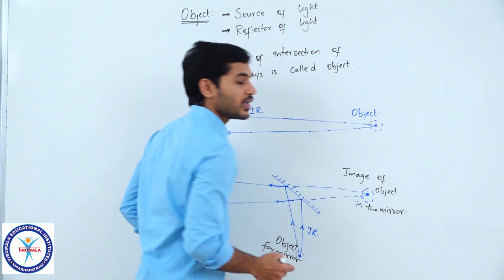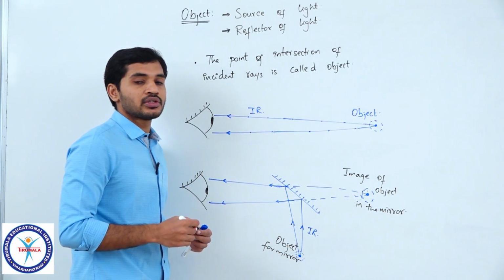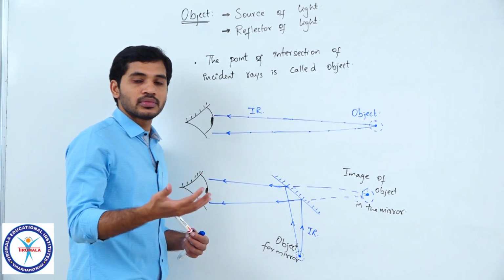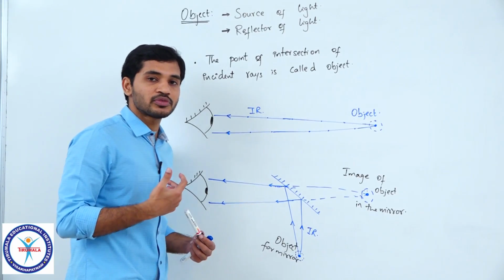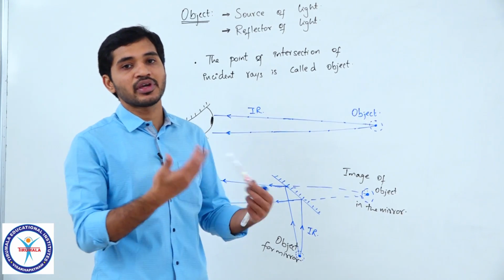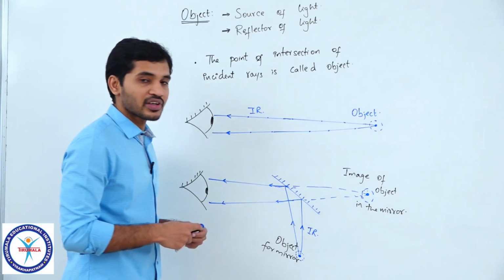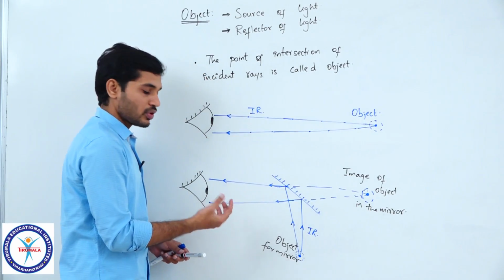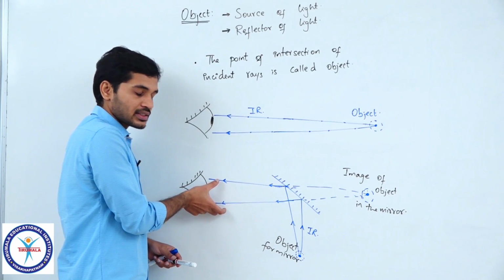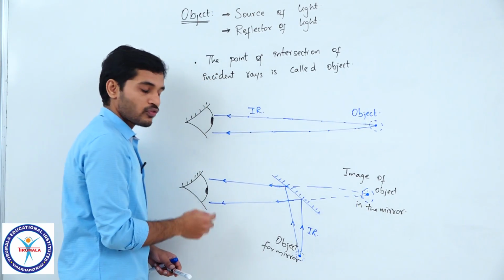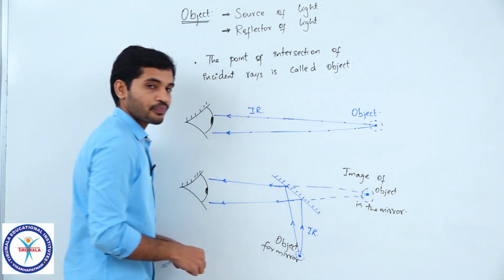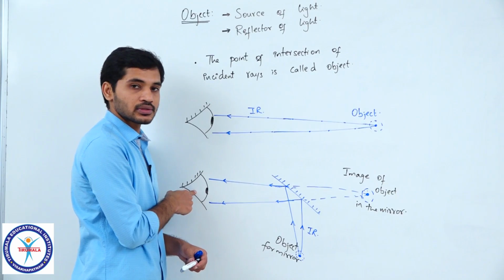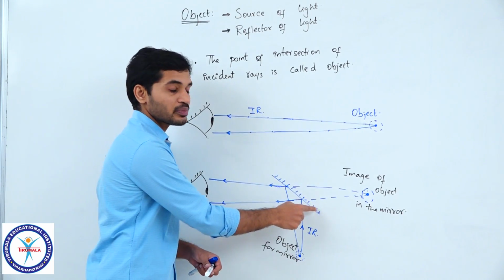Whenever we are defining an object and an image, we also have to define for whom. Without that, it does not make any sense. Something which is an object for me is an image for something else. Let me give you a very simple example. For this person, this one here is an object because he thinks that the light rays are actually coming from here. So, for this person, this is an object, like I told you earlier. These are the incident rays for the person, but these are the reflected rays for the mirror.